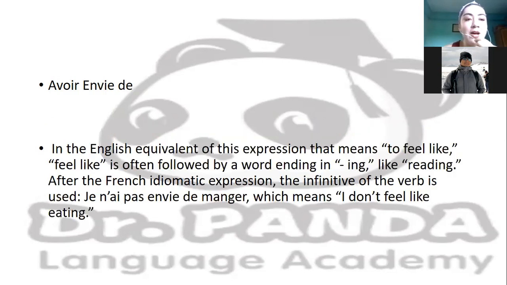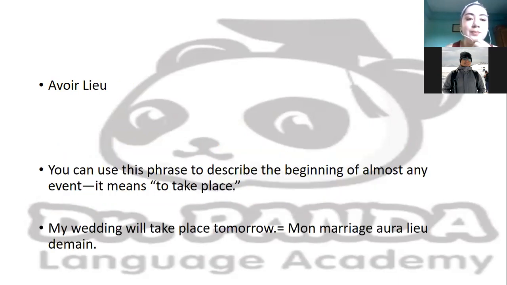Okay. Next expression, we have avoir envie de. Yes, very good. So the English equivalent of this expression is to feel like. Feel like is often followed by a word ending in ing, like reading. So after the French idiomatic expression, the infinitive of the verb is used. For example, when you want to say, I don't feel like eating, you can say, je n'ai pas envie de manger. Okay, very good. So avoir envie de. For example, when I'm craving chocolate, I can say, j'ai envie de chocolat. Yes, chocolat is chocolate in French.